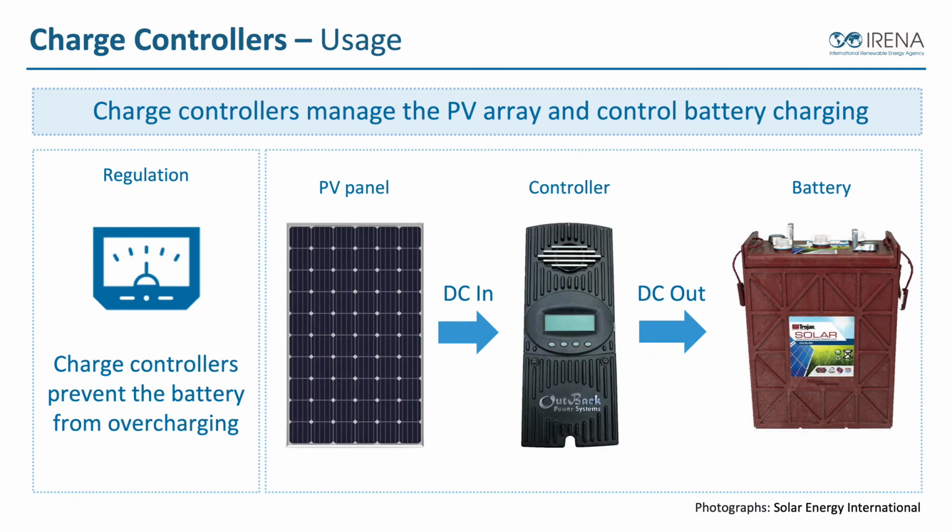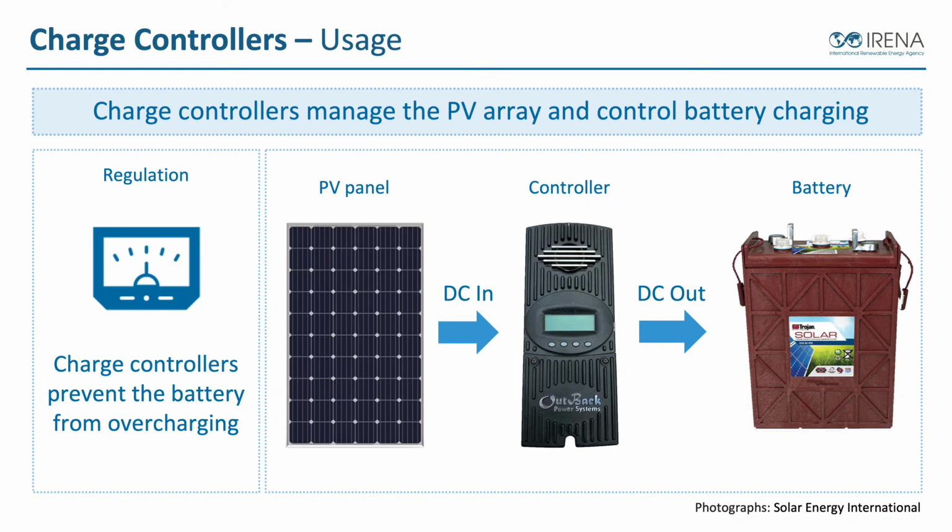Now, anytime we use a battery in a system, batteries need to be managed in a different way. And so if I use a battery, then I'm also going to use what's called a charge controller. So charge controllers are designed to manage the PV array and control the battery charging. So they're going to be the interface between the solar and the battery. So they do a number of things with the PV array as far as making sure we get the most production out of the PV panels. But then they also manage the battery bank to make sure we don't overcharge the battery.